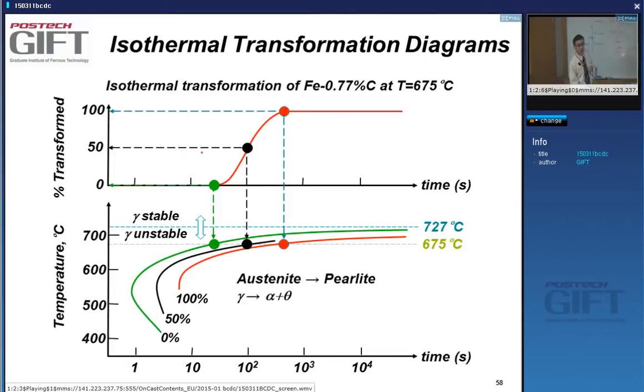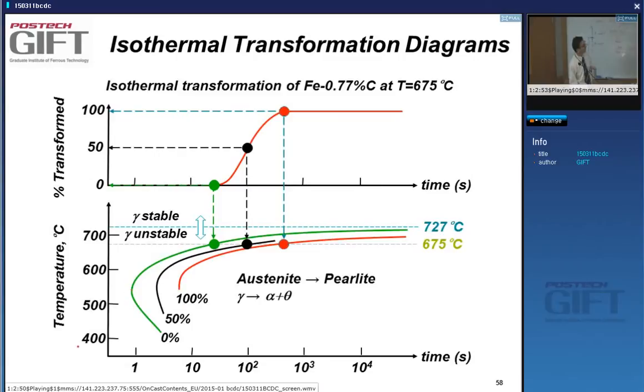So, for instance, if this is a transformation here at 675, this is one point on this graph. That's the point where transformation starts. The black point is transformation 50%. The red point is transformation finished. Yes? Okay. And if I now connect, for all the temperatures, the green points, I get the green curve, which gives me the eutectoid transformation start curve. Yes? And this is the black one, 50% transformed, and 100% transformed.